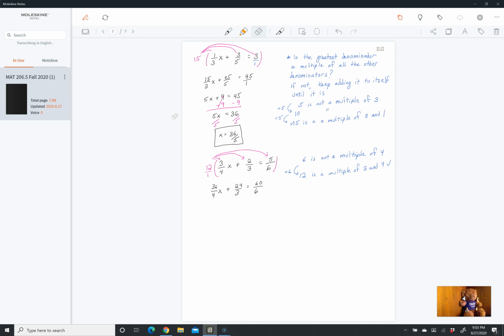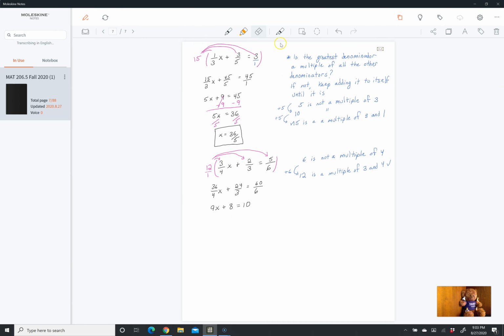Okay, and we're just reducing these fractions. And you should be getting a whole number. If you don't get a whole number, double check your multiplication, but then also double check that your least common multiple is correct. Okay, so 36 divided by 4 is 9. So we have 9x. 24 divided by 3 is 8. And 60 divided by 6 is 10.